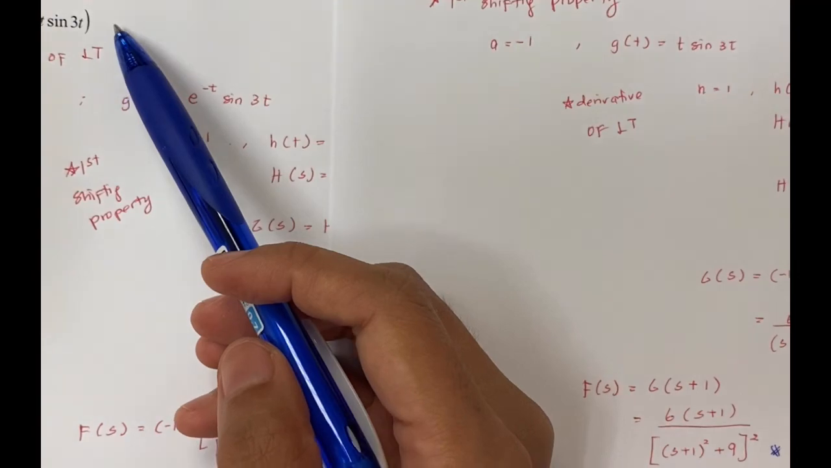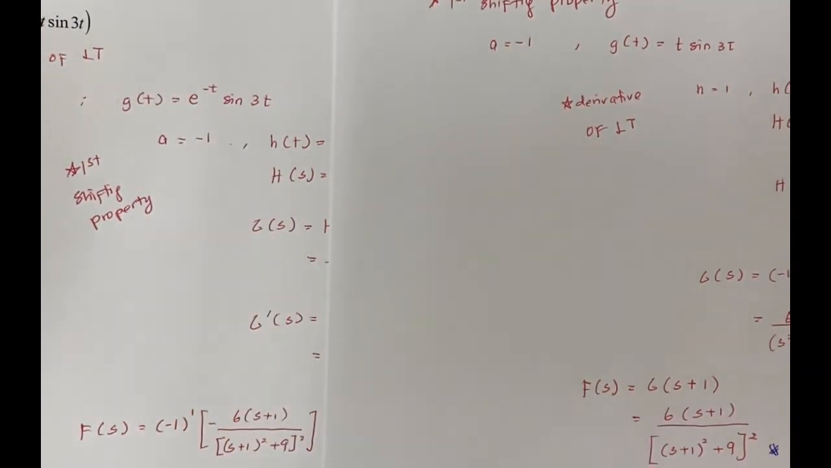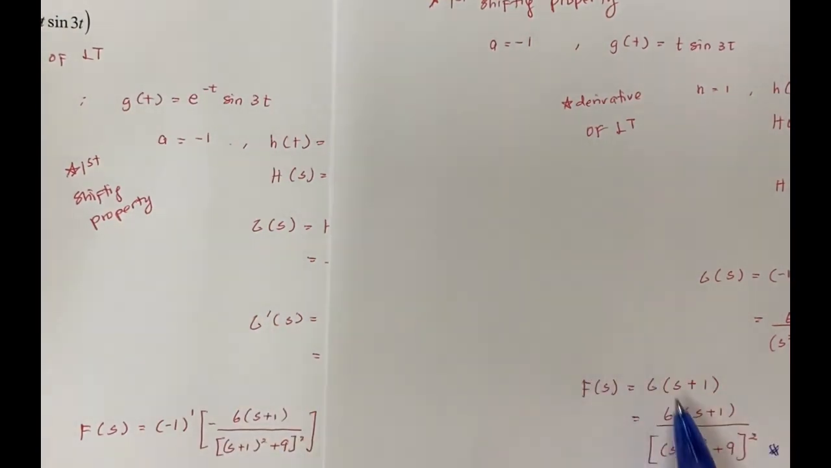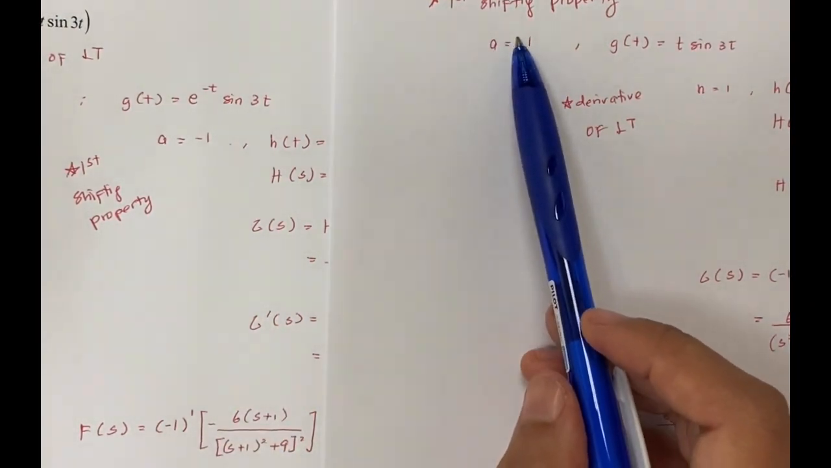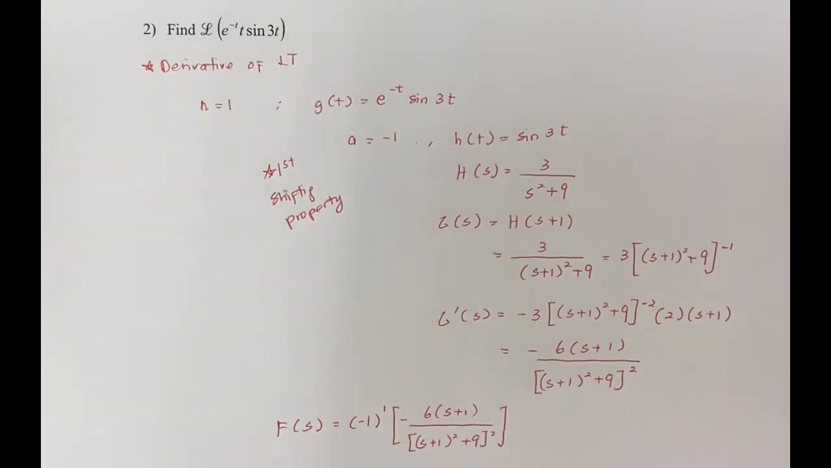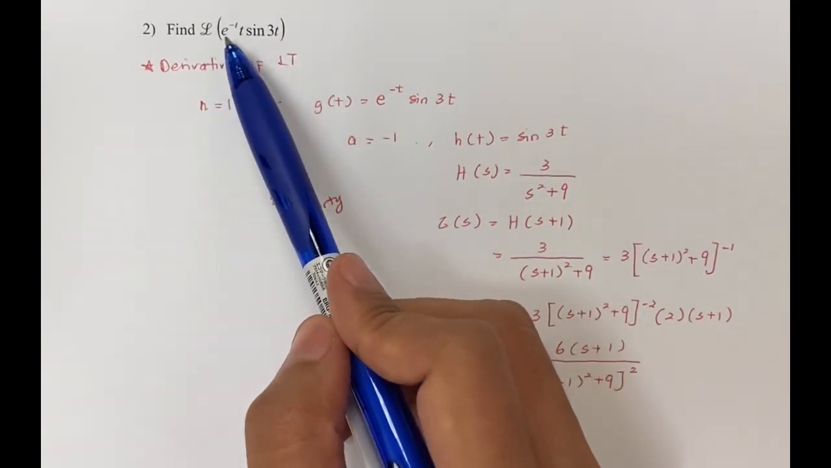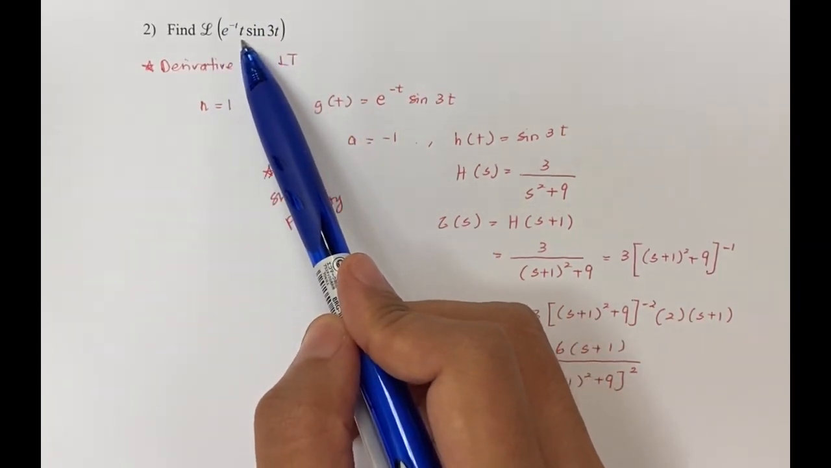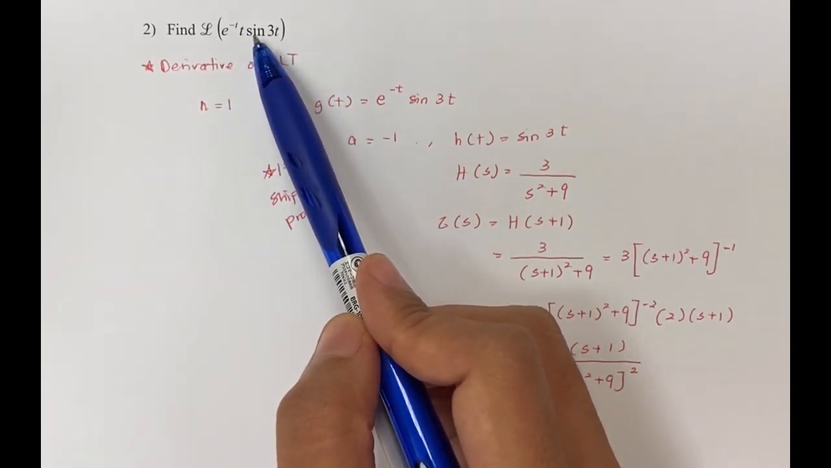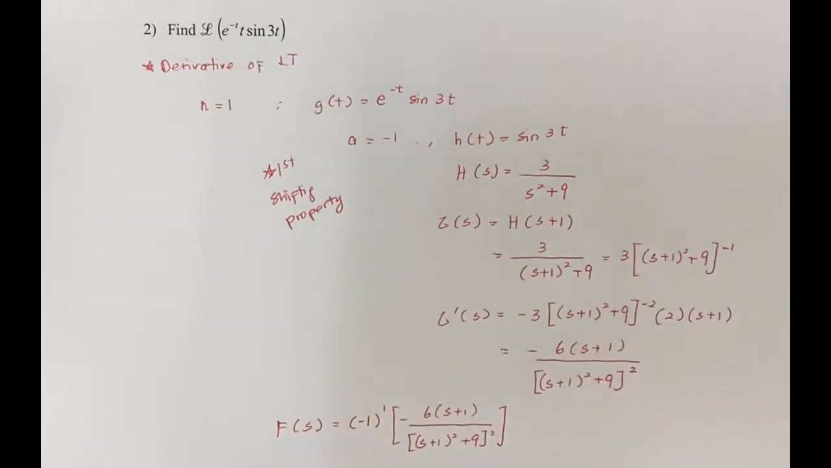For the second example, this is the final answer when we use the derivative of the Laplace transform first, and this is the final answer when we use the first shifting property first. Okay, so we can see the final answer is just the same. So in the case when you have a product of an exponential in t and another function g(t), you need to solve using both properties.